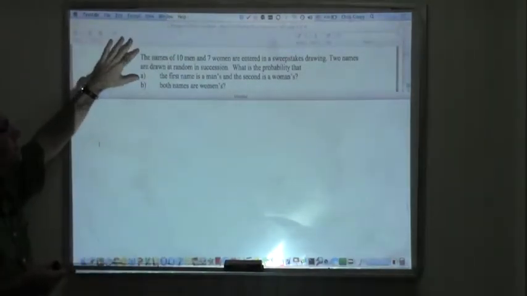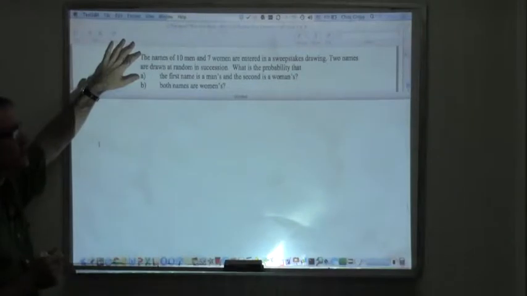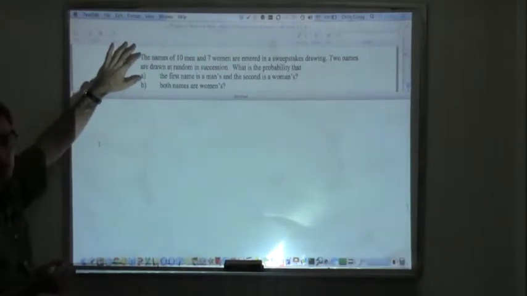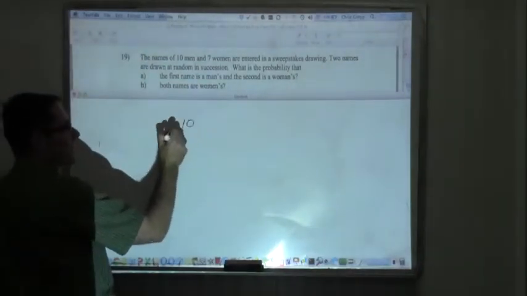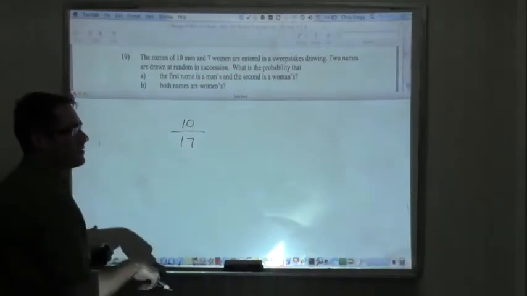The names of 10 men and 7 women are entered in a sweepstakes drawing. Two names are drawn at random in succession. What's the probability that the first name is a man's and the second name is a woman's? Two names in succession. Probability that the first is a man's. Well, what do you know about this? 10 men, 17 total. So the probability of picking a man first is going to be 10 out of 17.